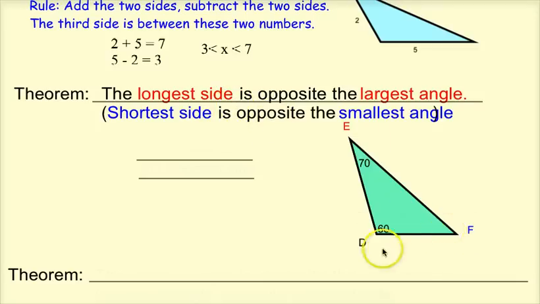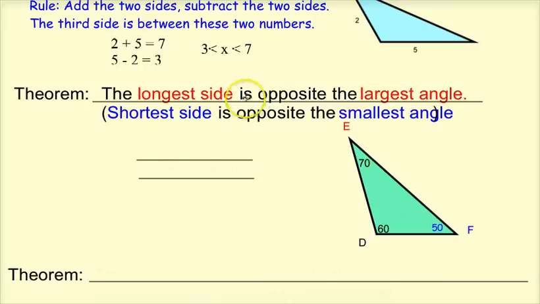So I remember the three angles of a triangle equal 180. So I'm going to add the two angles that I know. 70 plus 60 is 130. And 180 minus 130, angle F comes out to be 50. So angle F is 50 degrees.